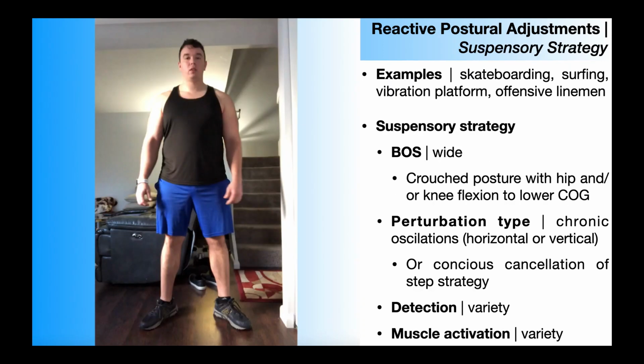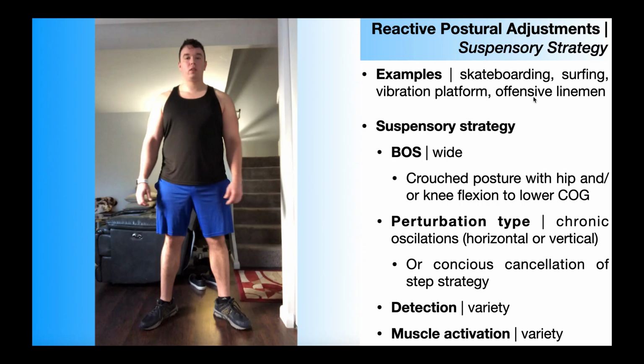Now we're going to talk about the often forgotten suspensory strategy. Examples of activities where you would see this would be skateboarding, surfing, standing on a vibrating platform, even during an earthquake. Not that anyone would want to be in that situation, but you might see it then. And also in gridiron football, offensive linemen will take a similar position prior to the start of the play because it increases their balance and makes it more difficult for defensive players like defensive linemen and linebackers to knock them over.